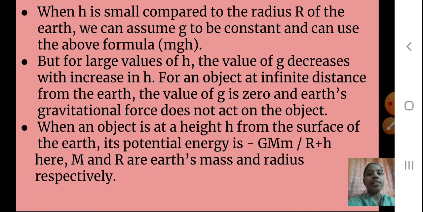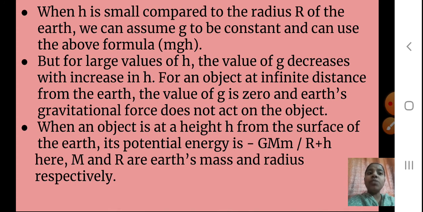The value of g, that is acceleration due to gravity, will decrease if it is going to greater heights, right? Earth cannot pull it with that force. For an object at infinite distance from the earth, the value of g is 0, meaning the earth would not be able to pull that object with that force. The earth's gravitational force does not act on that object, because it has gone far beyond the influence of the earth.